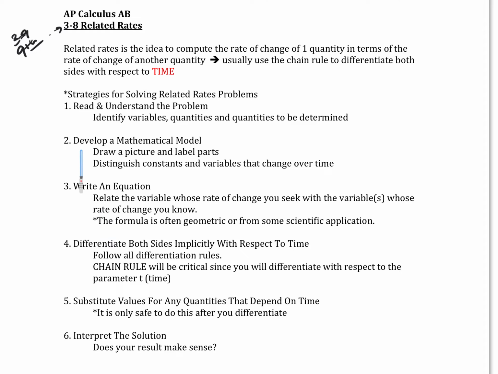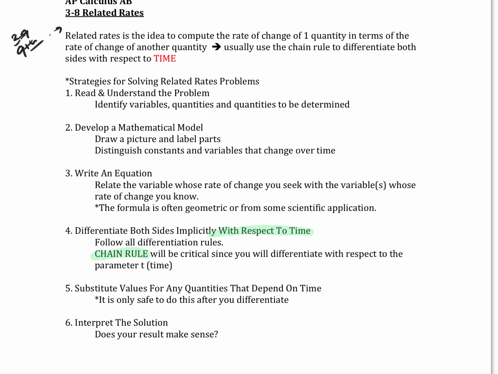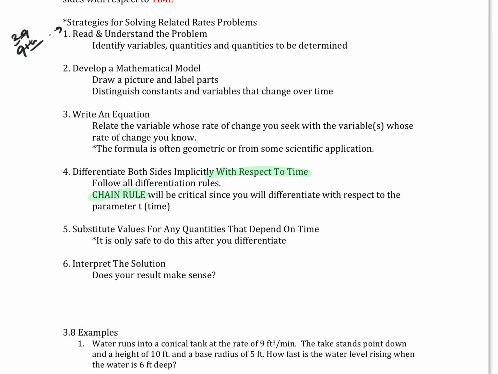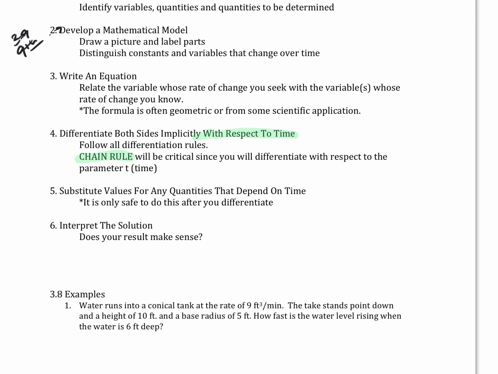Write your equation. Sometimes the equation involves a formula, sometimes it doesn't. But more often than not, the formula is going to be geometric or some sort of scientific application. And then here's what I was talking about. You're going to differentiate both sides implicitly. And remember what I said? It's all going to be with respect to time. So related rates, we're always going to take these with respect to time. And guess what we always use? Yep, that chain rule. It's always there. All right, so then substitute any values that depend on time and then interpret your solution. Does it make sense? Does the thing make sense?